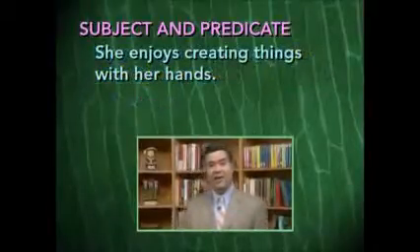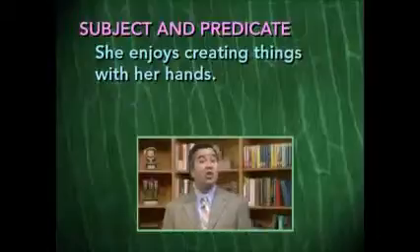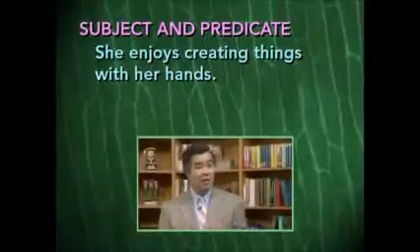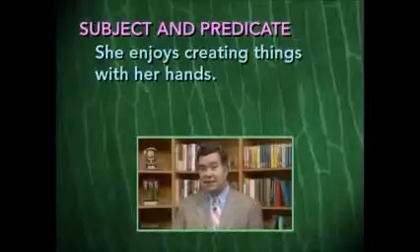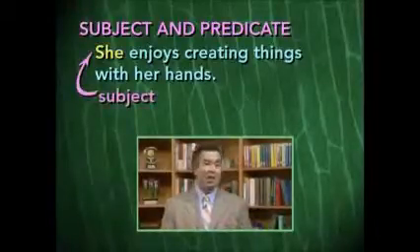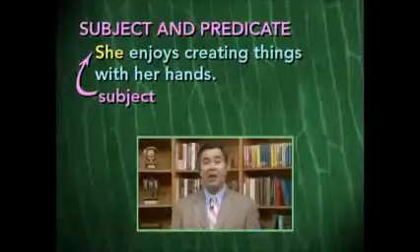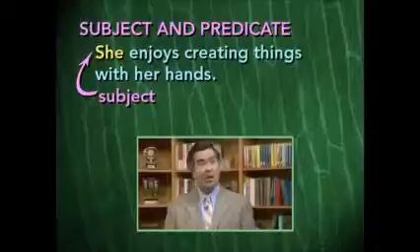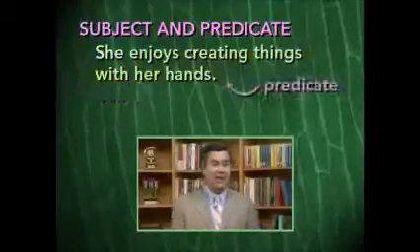Let's take a look at another example. She enjoys creating things with her hands. Can you identify the subject in this sentence? In this case, the subject is only one word long, she. That word all by itself tells us who or what the sentence is about. All the rest of the sentence is the predicate.